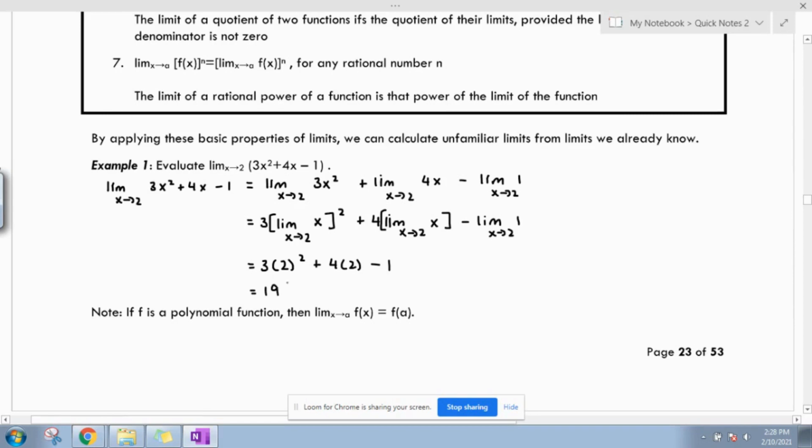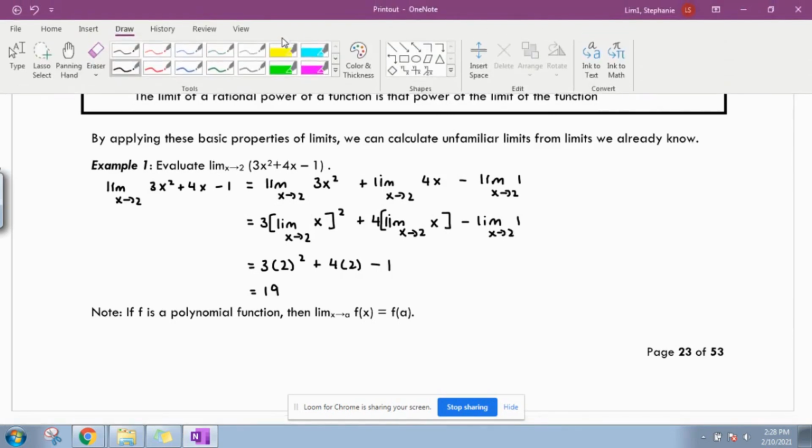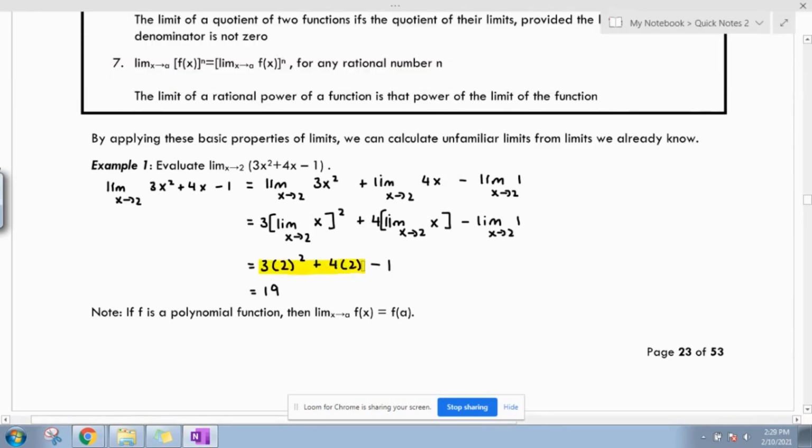Now, if you take a quick look at the third step that I did, do you essentially agree with me that we just plugged in x equals 2? That's all we did, right? Although we did all that fancy stuff with breaking it up in terms of limit properties, at the end of the day, all we did was plug in x equals 2, which is what I'm going to bring you to for our note.